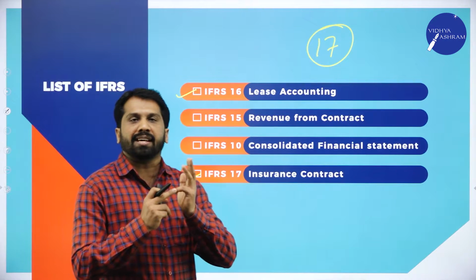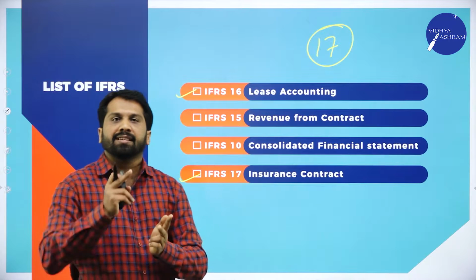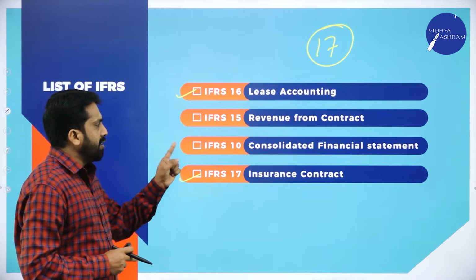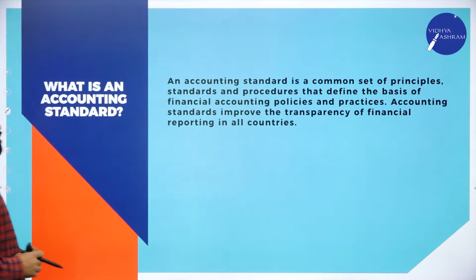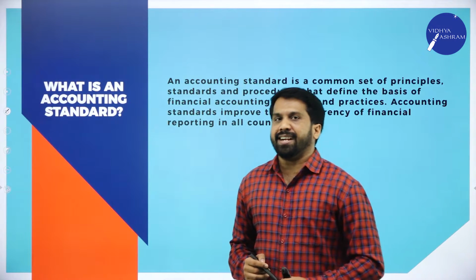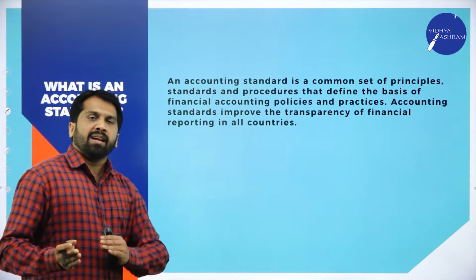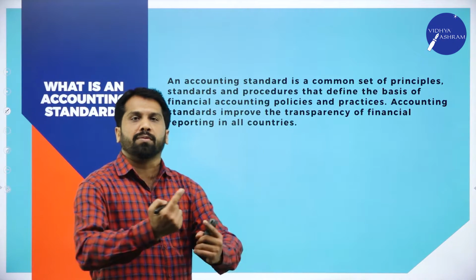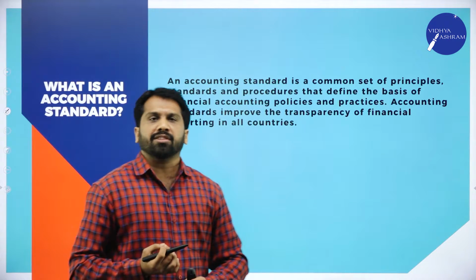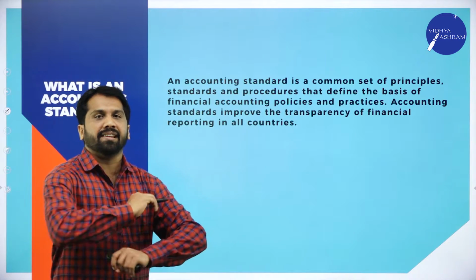Now you know what IFRS stands for, what you mean by IFRS, and the list of IFRS. The next one is, what is an accounting standard? We also call it Indian Accounting Standards. IFRS means that is all over the world. Indian Accounting Standard means the rules and regulations which are only for Indians.